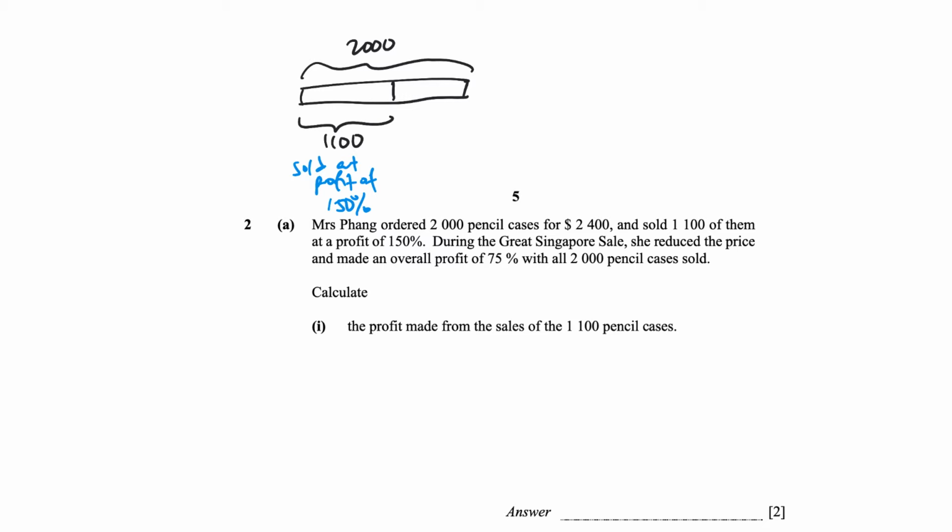And then during the sale, she reduced the price, and so we can actually calculate here, right? This is actually 900, 2,000 minus 1,100. There are 900 pencil cases there. So all these 900 were sold during the Great Singapore Sale, GSS, right? And after she sold this, an overall profit of 75%, when all 2,000 are sold.